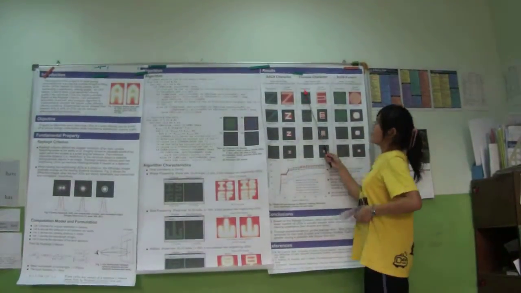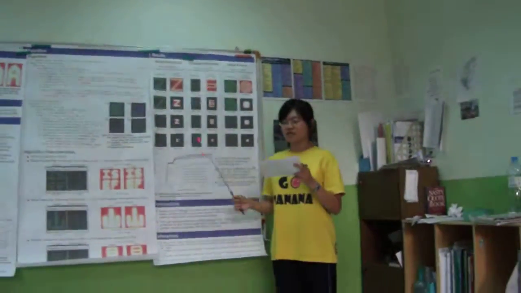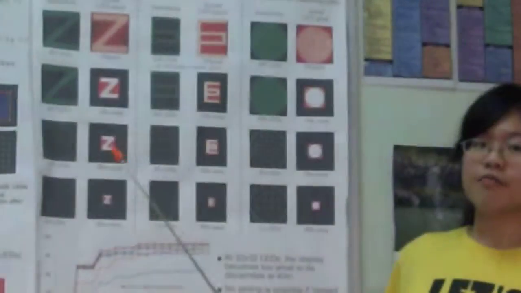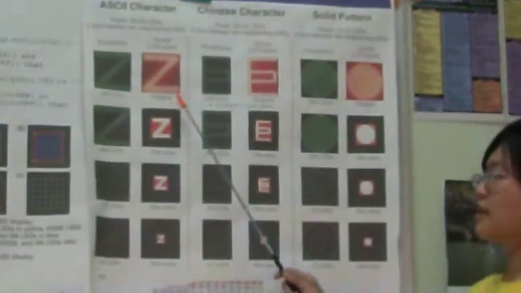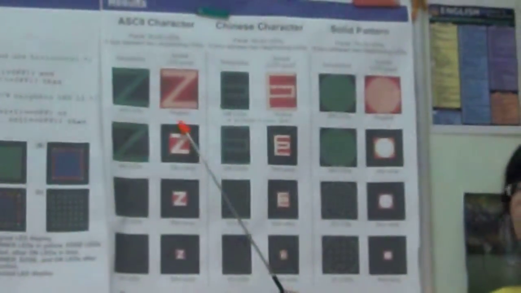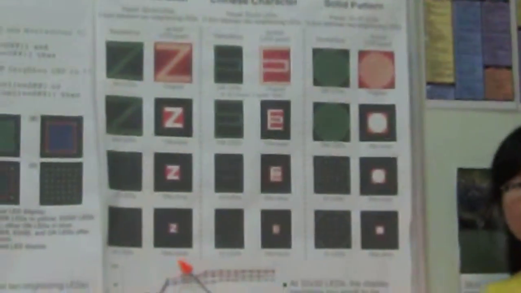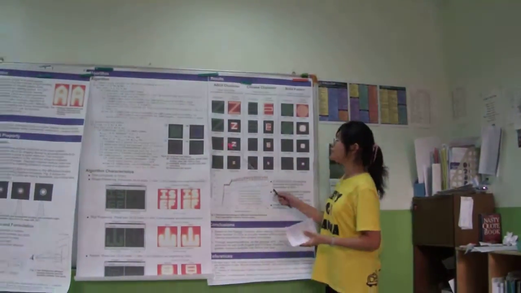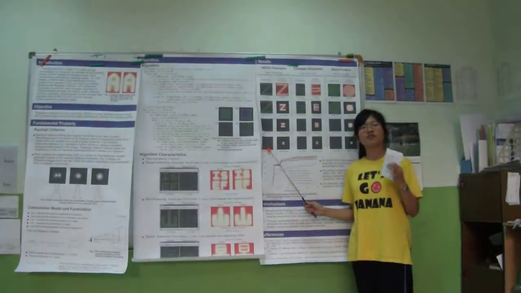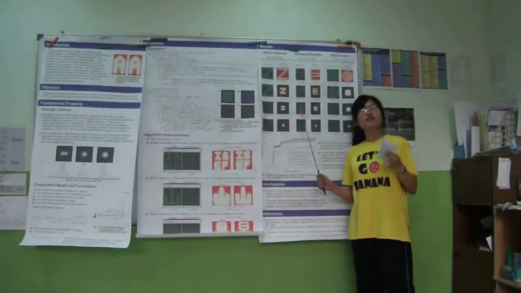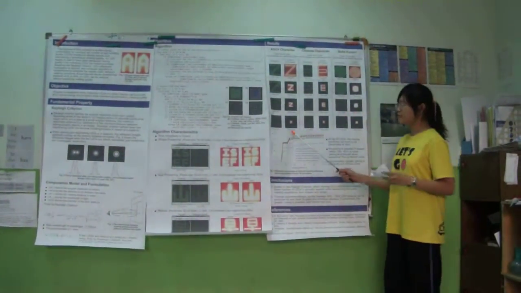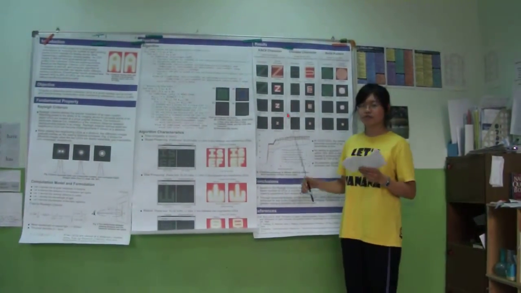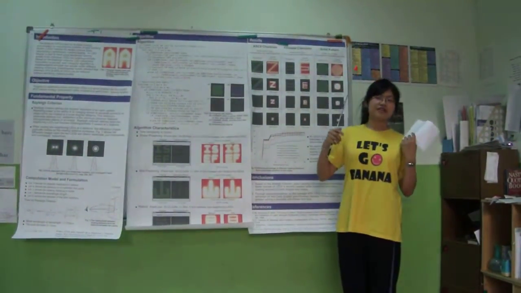And here are the results that show the reduced LED display at various distances. For example, the English character Z: as the viewing distance increases from 10 meters to 30 meters away, the LEDs used decrease from 464 down to only 64 LEDs. However, the character Z is still clearly visible at 30 meters away.